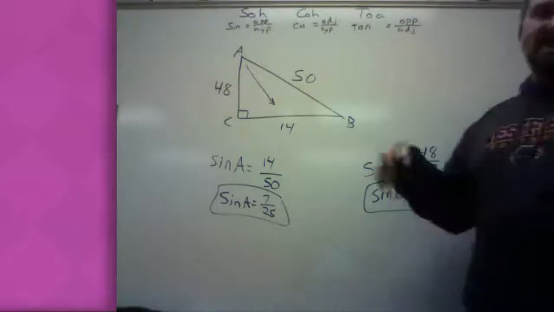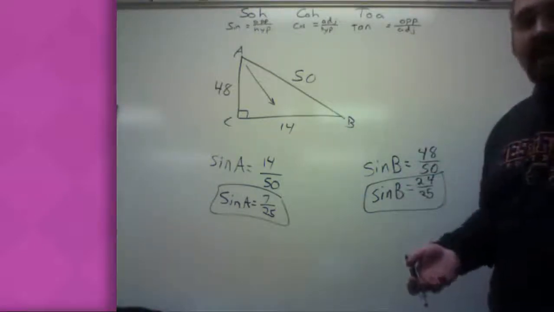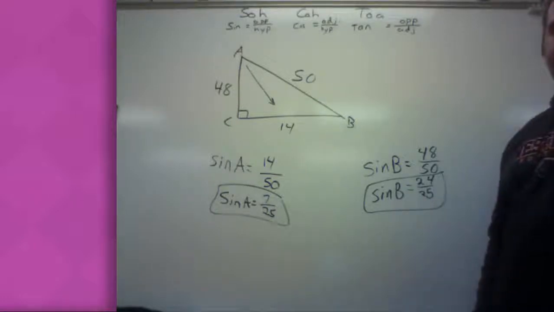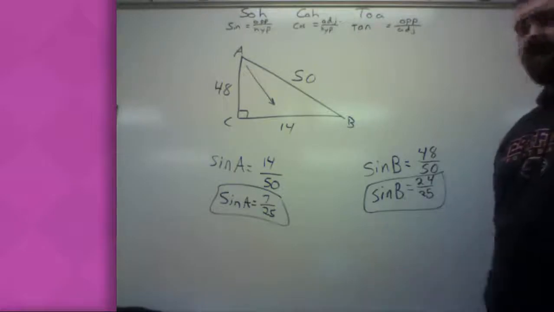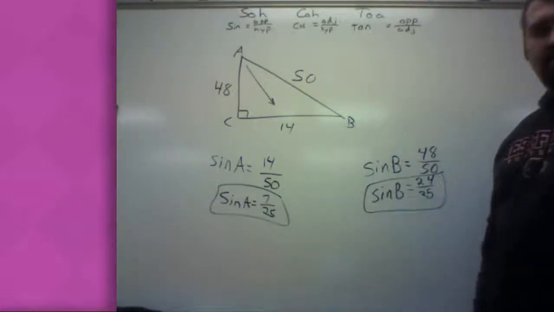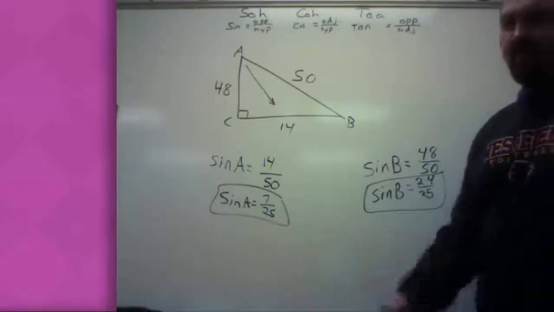I know it said find the sine of A and B. That means set it up, and you're done. I don't need it in decimal form unless I say round to the 4th place. If they just say find the sine of A, give me the ratio. If they say to the 4th decimal place, punch it in a calculator and find me the 4th decimal place.